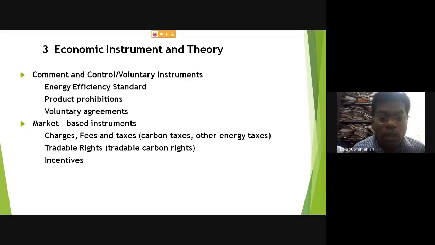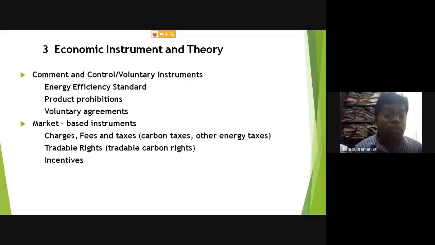France. Why is it not successful in the developing countries? I will discuss it from the theoretical perspective, the economic theory perspective. In the economic literature, we have two types of instrument. One is command and control, the voluntary instruments. The second is the market-based instrument. So for command and control, here, the energy efficiency standard.